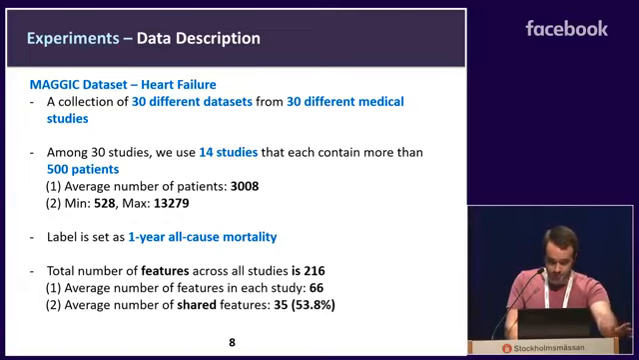So what I'm saying by that is that we are still restricting ourselves to small data sets in the training section, and we test on the remaining patients. The label in the data set is the 1-year all-cause mortality. The number of features across all studies together is 216. The average number of features is 66, and the average number of shared features is 35. So it's actually quite low, and it's not a simple task to ensure that the features are mapped between each other correctly.